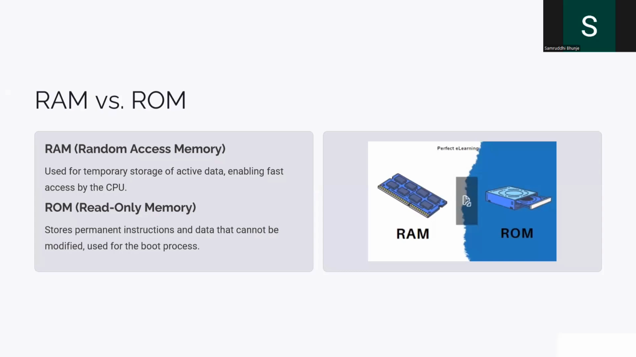Now the third type is RAM and ROM. RAM stands for random access memory and ROM stands for read-only memory. Now RAM is used for temporary storage of active data, enabling fast access by the CPU. And ROM stores the permanent instructions and data that cannot be modified and is used for the boot process.